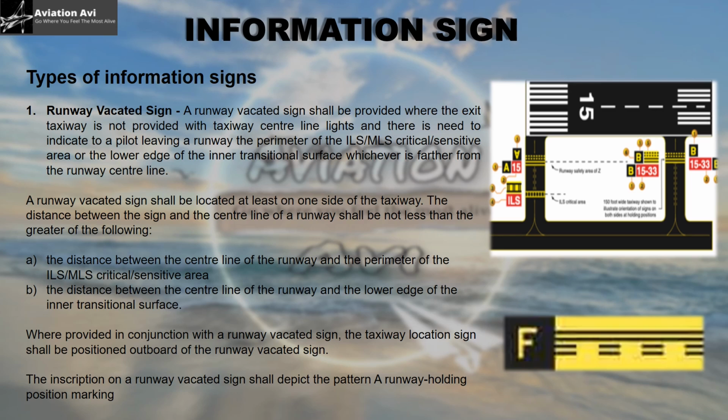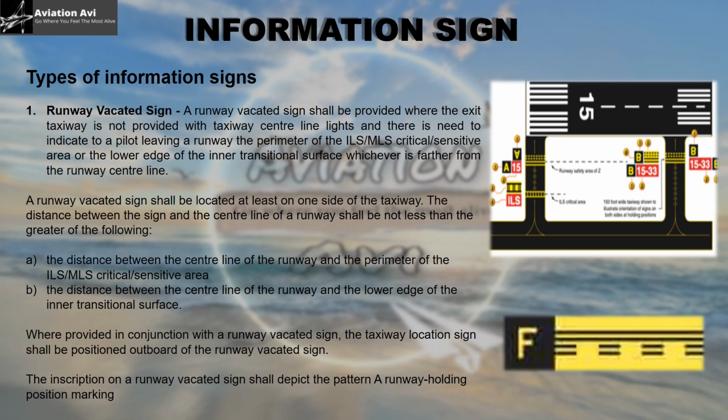Now, where should it be provided? It should be provided on the edge of ILS/MLS critical sensitive area or the lower edge of inner transitional surface. So which means that when you spot this sign, you will be able to understand that you are clear of the runway. This particular sign will face you when you are exiting the runway. Let's say there's an aircraft here and it comes in this direction. It spots this sign and it vacates the runway. So when they are clear of this particular sign, they know that they have cleared the runway.